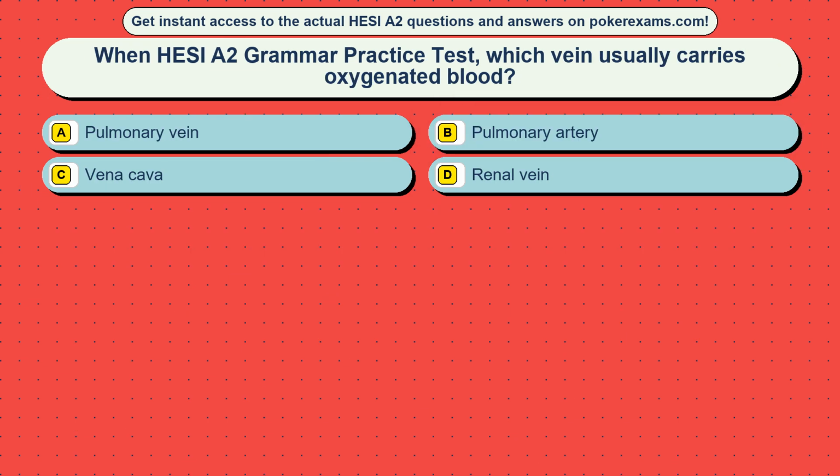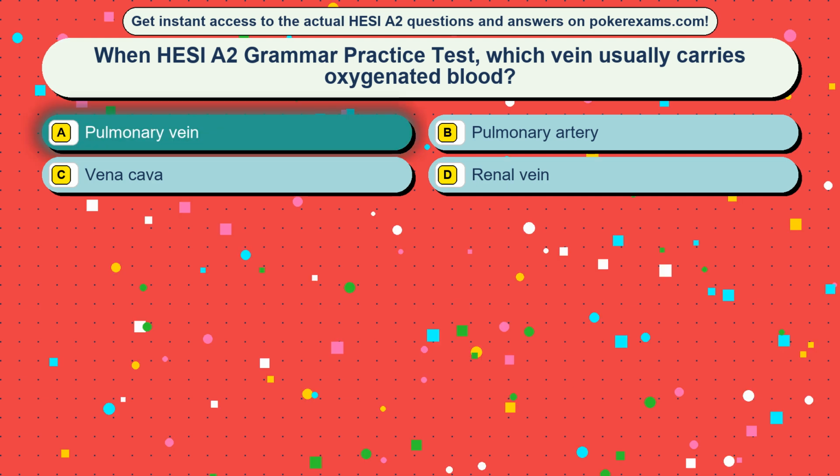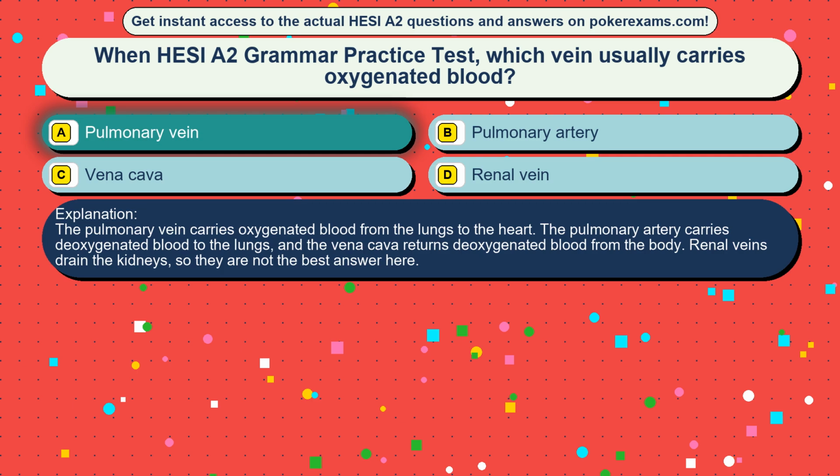Question 9. When HESI A2 Grammar Practice Test, which vein usually carries oxygenated blood? Option A, pulmonary vein. Option B, pulmonary artery. Option C, vena cava. Option D, renal vein. The correct answer is Option A, pulmonary vein. The pulmonary vein carries oxygenated blood from the lungs to the heart. The pulmonary artery carries deoxygenated blood to the lungs, and the vena cava returns deoxygenated blood from the body. Renal veins drain the kidneys, so they are not the best answer here.